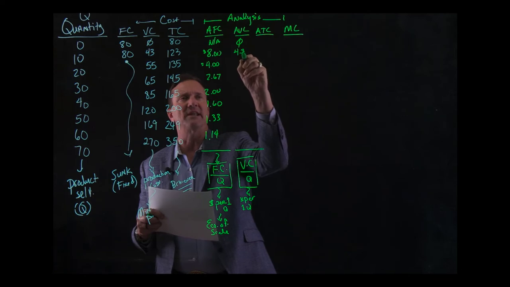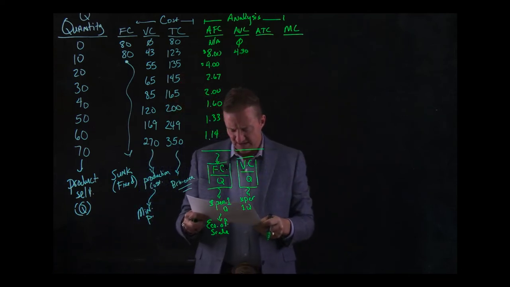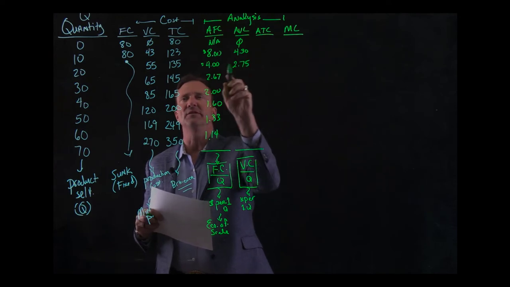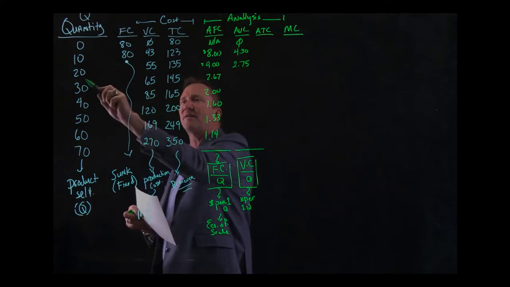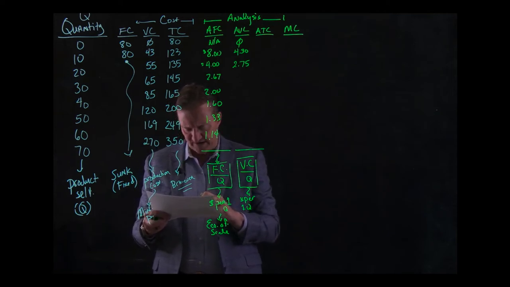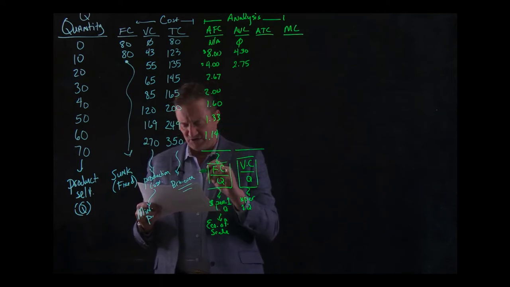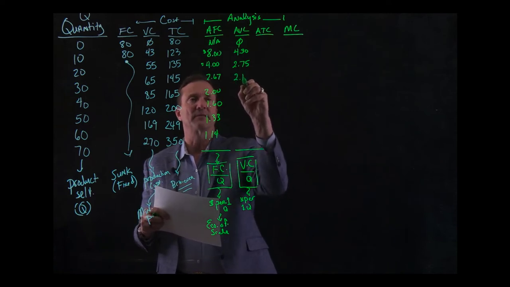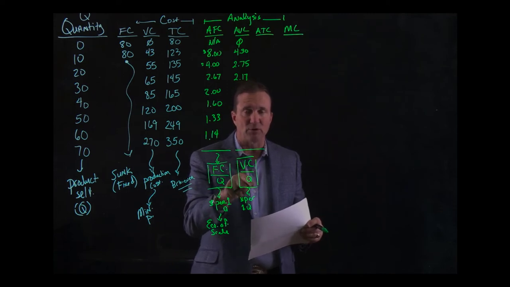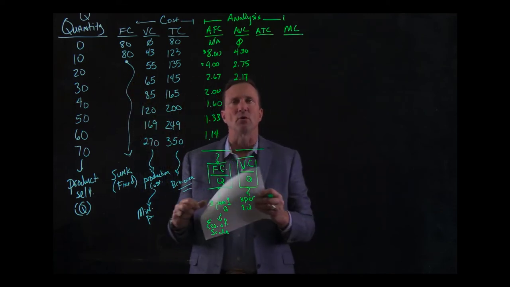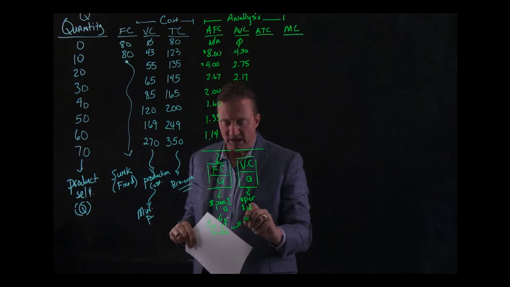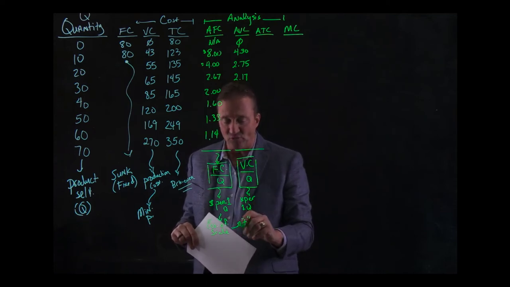But as you move through here, average variable cost does start to change, and it's going to be $4.30. As we move through, it's going to be $2.75. So I'm taking my 55 divided by my 20. The next one as I move through, my average variable is going to be $2.17. And so notice, what is average variable cost doing as we produce more and more? It's falling as well. That's also a little bit of economies of scale.